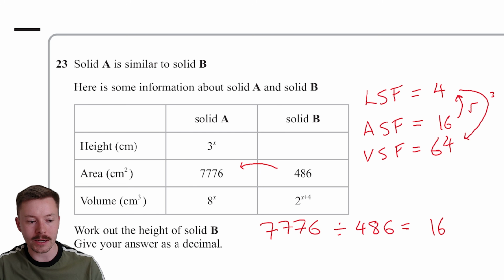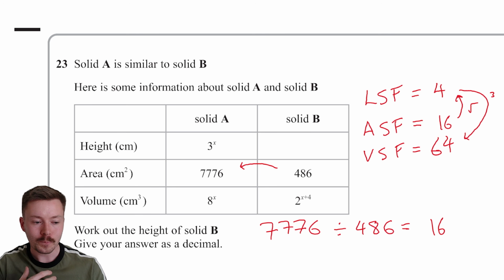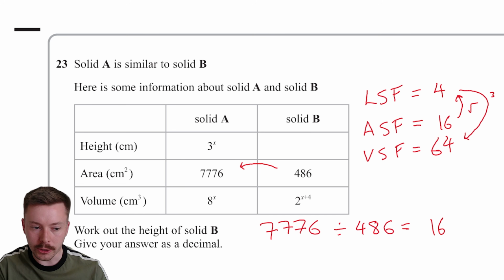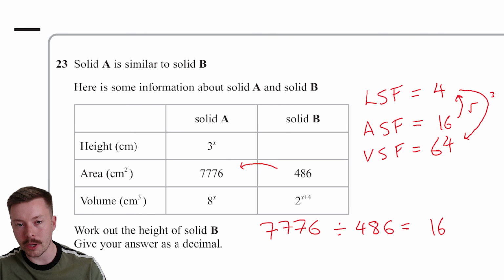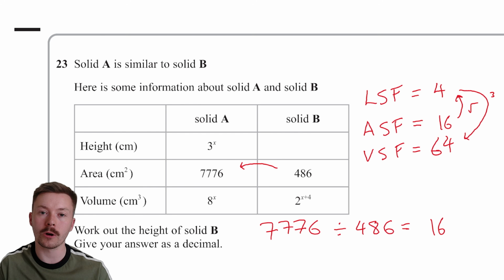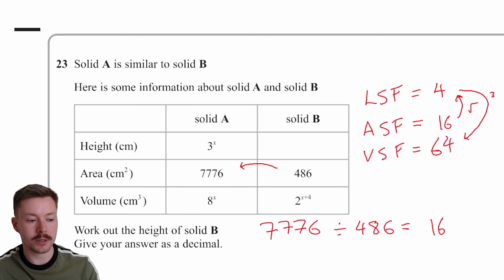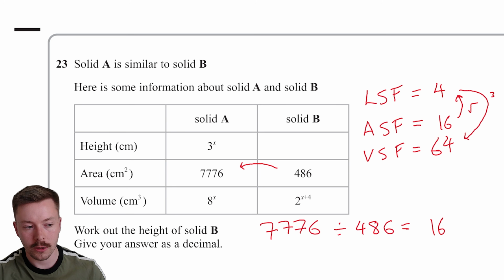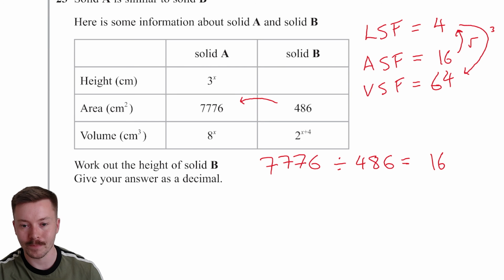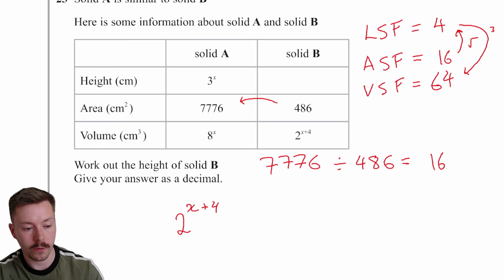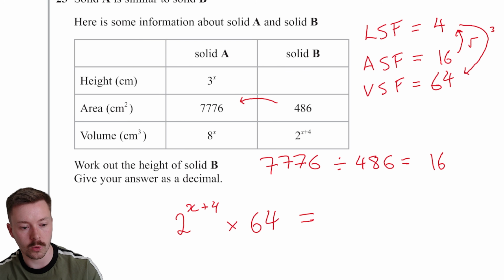Now we need to use that next because we've got not values, we've got expressions for the volume of solid A and solid B, which we need to use with the scale factor to work out the value for x, which we can then use to work out the length of solid B, using the length scale factor. So we are going to take the volume, I'm going to go with the smaller one, so 2 to the power of x plus 4, times by the volume scale factor, which is 64, is equal to 8 to the power of x.